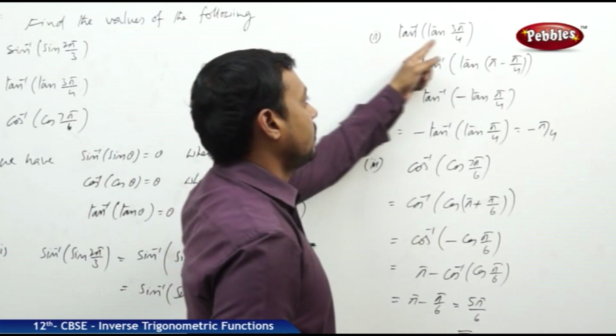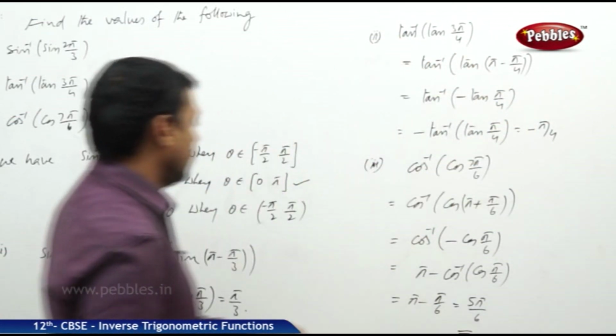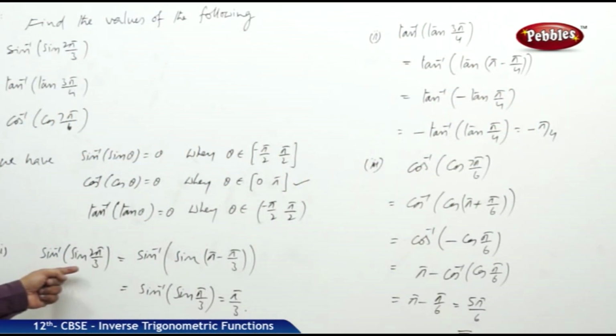Tan inverse of tan 3 pi by 4 value is minus pi by 4. And sin inverse of sin 2 pi by 3 is equal to pi by 3.